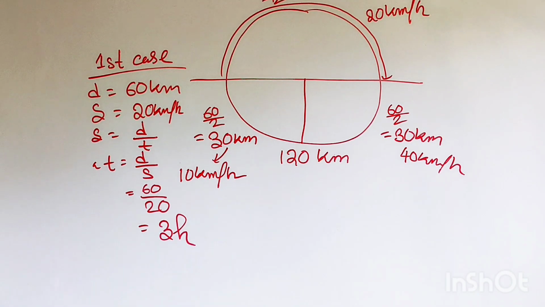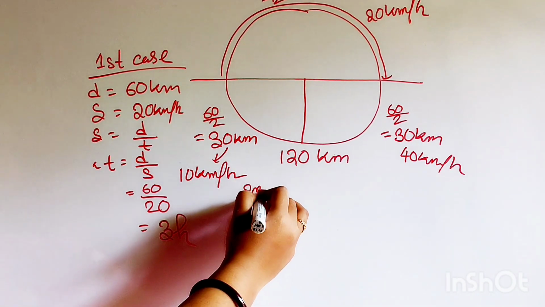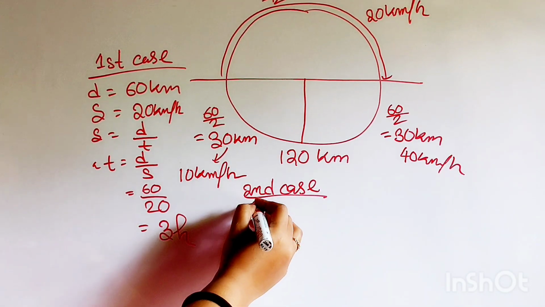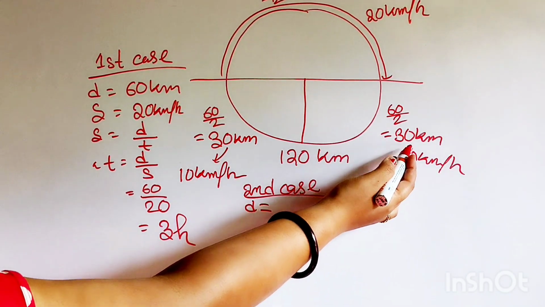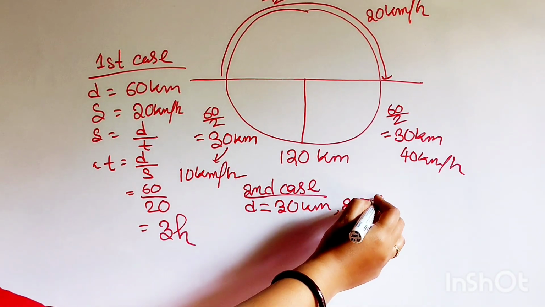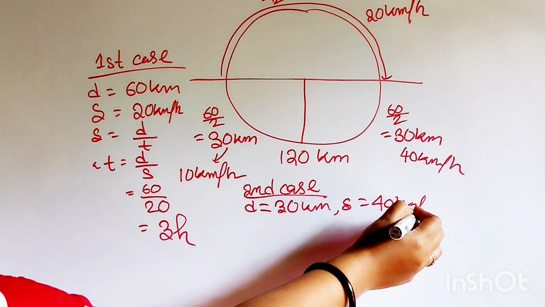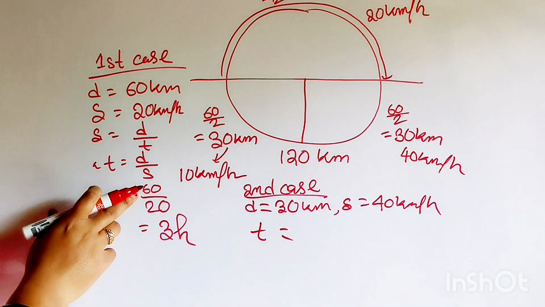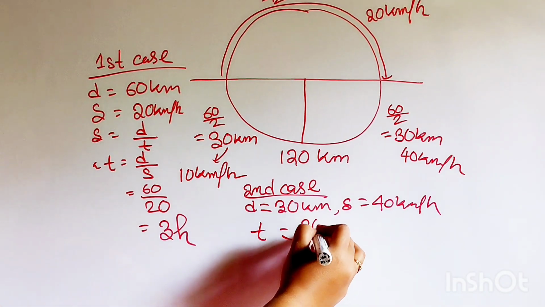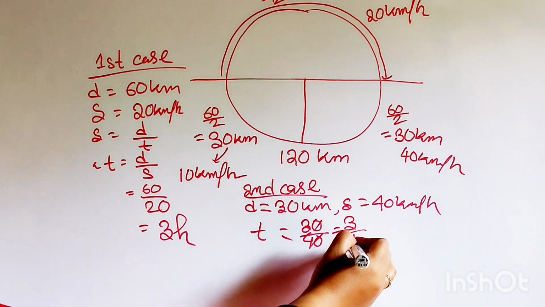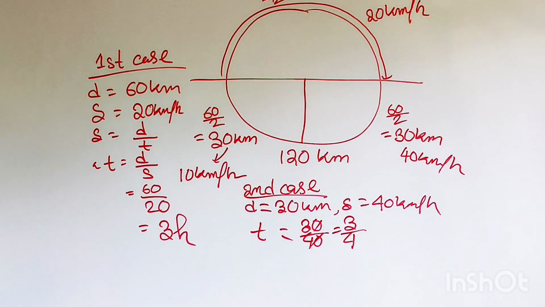Next we will go to the second case. For the second case, d equals 30 kilometers and the speed is given as 40 kilometers per hour. So first we write all these: d equals 30 kilometers and s equals 40 kilometers per hour. Again t equals d by s, so putting in 30 divided by 40, 0 cancels, equals 3 by 4 hour. So for the second case the time also becomes known to us.